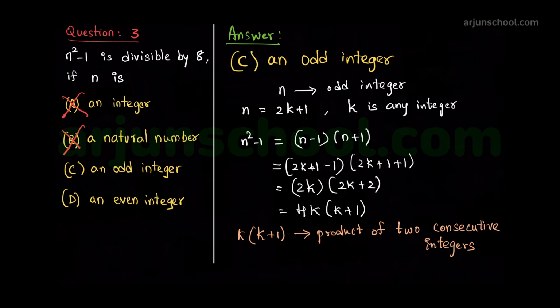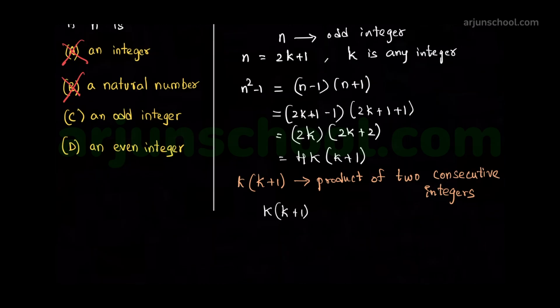Which means it is always a product of one even integer and one odd integer. If k is even, then k plus 1 is odd. If k is odd, then k plus 1 is even. So the product of k and k plus 1 is always a product of even and odd numbers. Now the product of an even integer and odd integer is always an even integer. An even integer is of the form 2p, where p is some integer. Therefore, k into k plus 1 can be written as 2 times p.